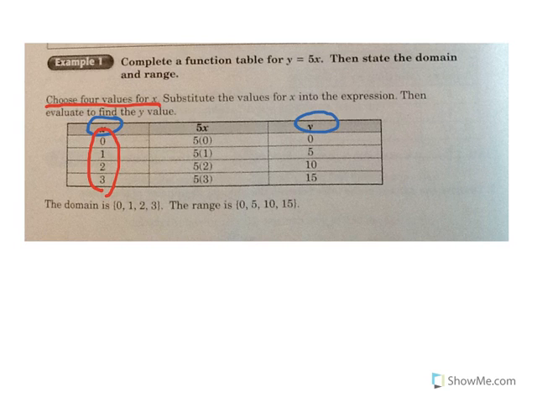Then my next step is to substitute the values for x into the expression. My expression, which I'm getting straight from this equation, is 5 times x. All I'm doing is taking the 0 and substituting it in for x, so I'm writing 5 times 0 instead of 5 times x. Here I'm saying 5 times 1, 5 times 2, and 5 times 3. I'm just substituting my x values, my input values, into my equation.